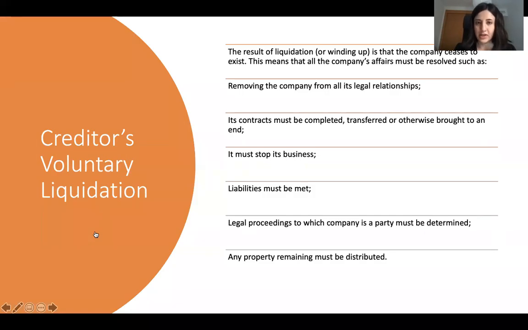Creditors' voluntary liquidation. The result of this is that the company ceases to exist. This means that all the company's affairs must be resolved, such as removing the company from all its legal relationships. Its contracts must be completed, transferred, or otherwise brought to an end. It must stop its business. Liabilities must be met. Legal proceedings to which the company is a party must be determined, and any property remaining must be distributed.